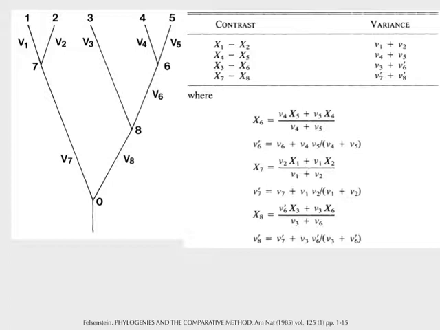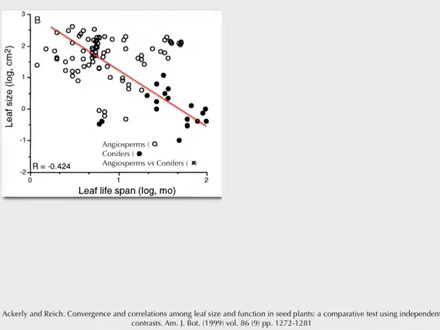Right. Now, a lot of people get annoyed by this because it requires you to have a tree. If I'm doing this raw approach here, I go out, I get a database of leaf sizes, I get a database of leaf ages, plot them all, do analysis. To do it properly with contrasts, you have to have a tree, with branch lengths proportional to time, which can be harder to get.